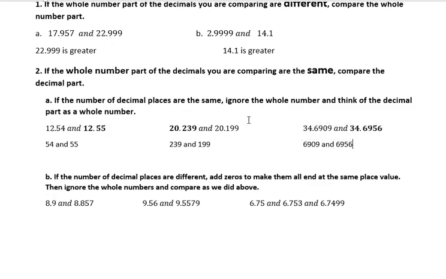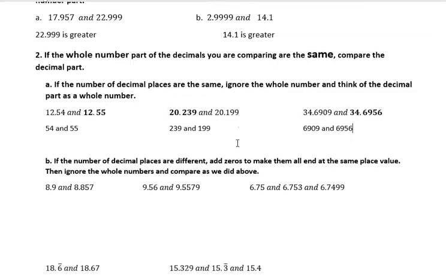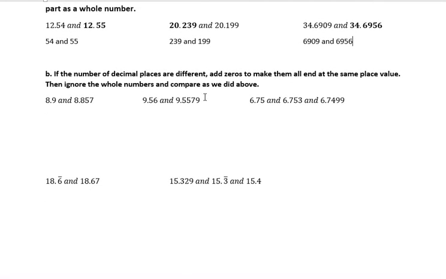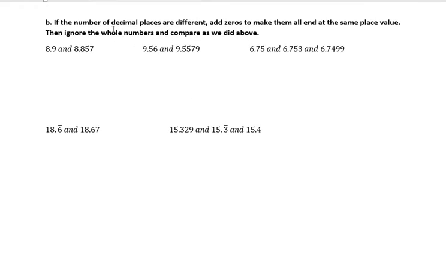That's what's happening when the number of decimal places are the same. It's not too hard. Just think of it as whole numbers and compare. The probably more complicated one is when the number of decimal places are different. So you're looking at something like 8 and 9 tenths and 8 and 857 thousandths. Notice that the whole number parts are the same. This is when we have to look at decimals. So what I suggest is we add zeros to make those things the same. I'm going to drop the 8s because that's not going to help me here.